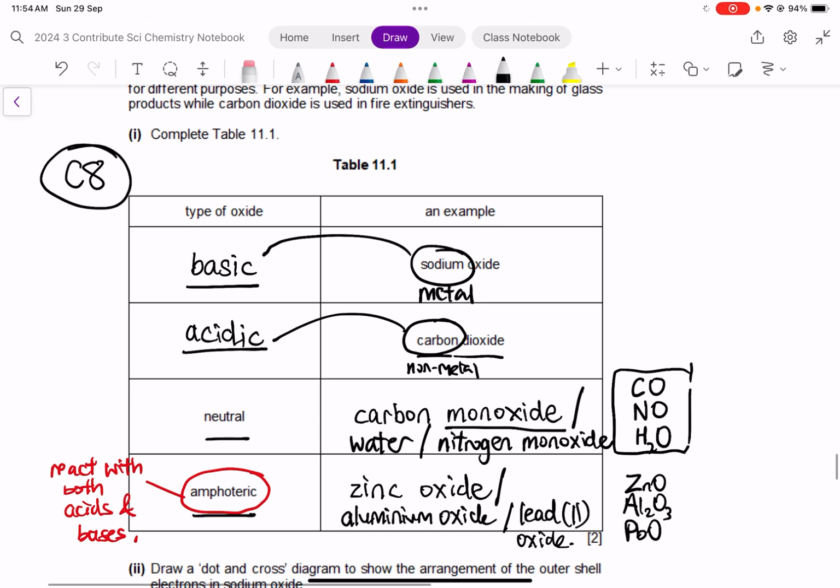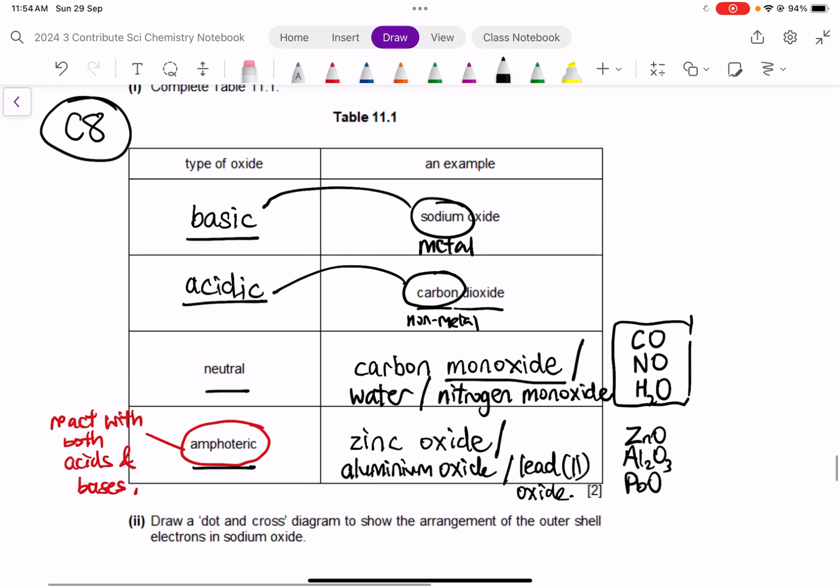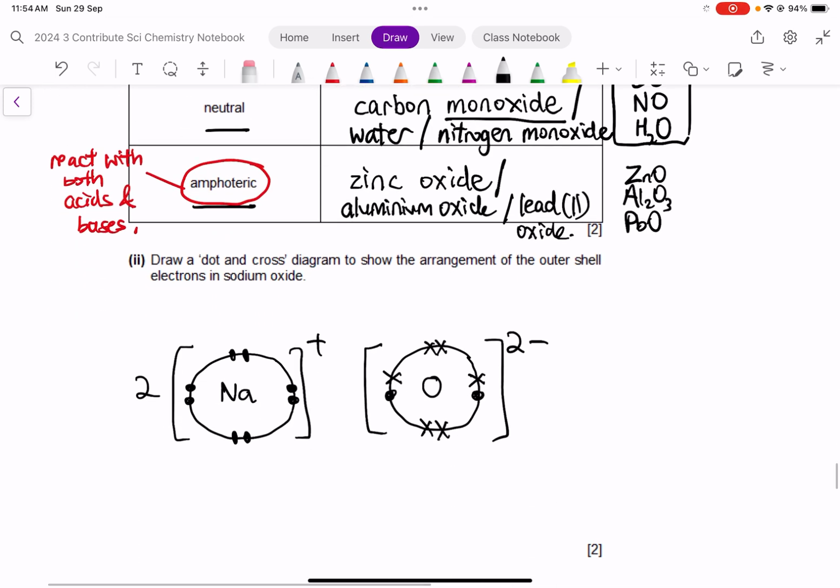Now, we move from the types of oxides, which is chapter 8, on to bonding. So this is chapters 4 and 5, drawing dot and cross diagrams for ionic compounds and covalent compounds. So now we have sodium oxide. Immediately, you need to know this is ionic. It's ionic because sodium is a metal, oxygen is a non-metal.